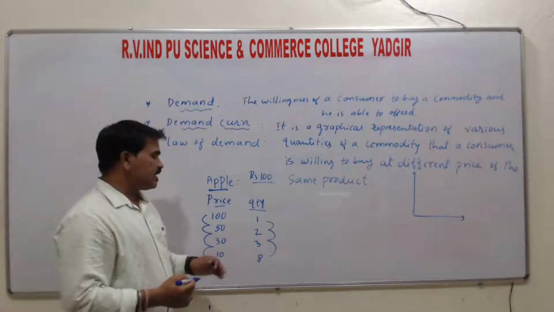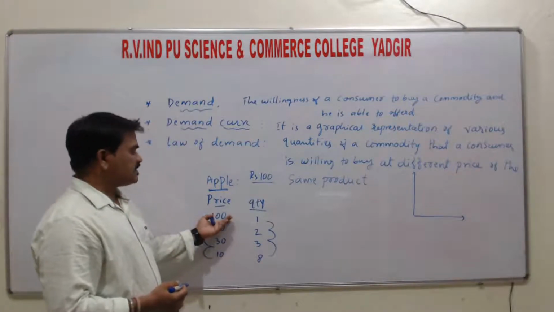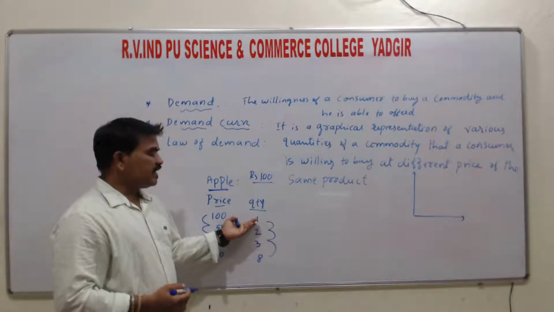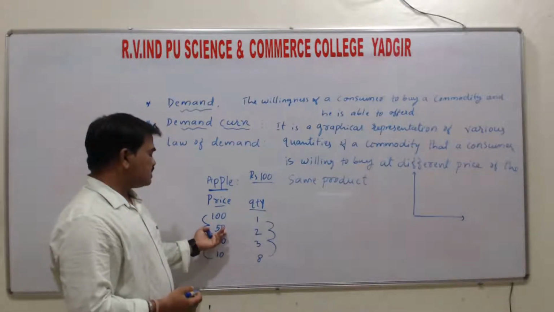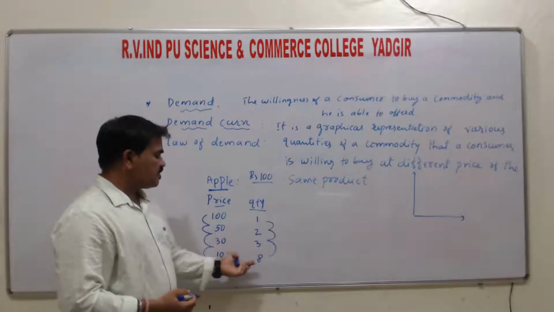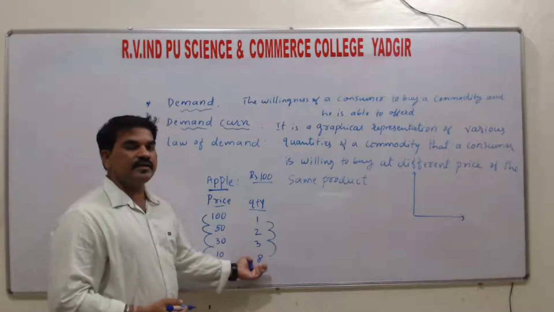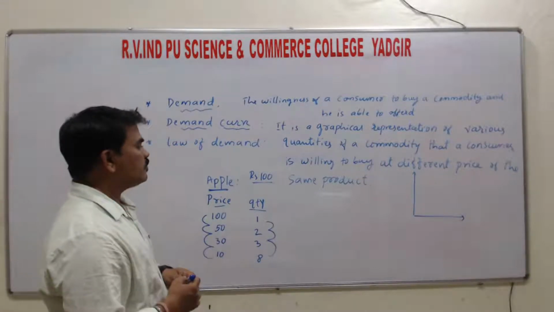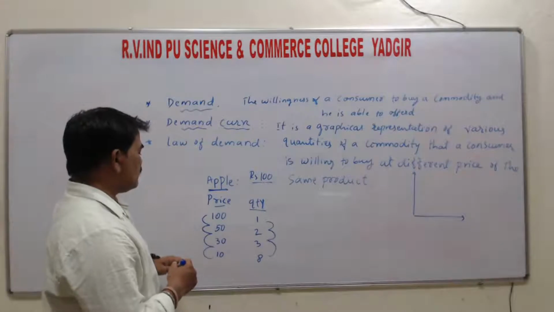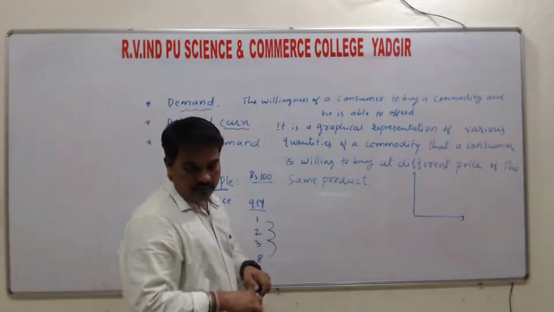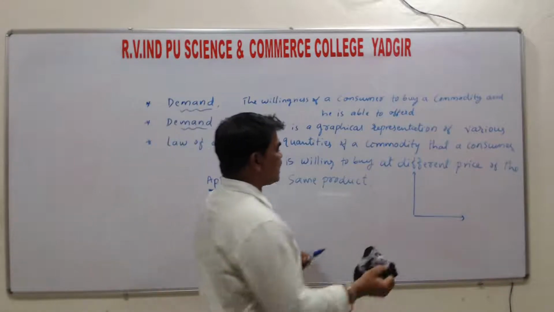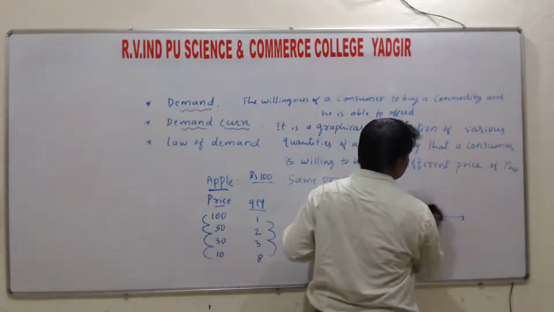So it is a simple understanding, right? If the price is high, our willingness is low. When there is a lower price, our willingness to buy that commodity is high. So we can represent that data in a graphical way.